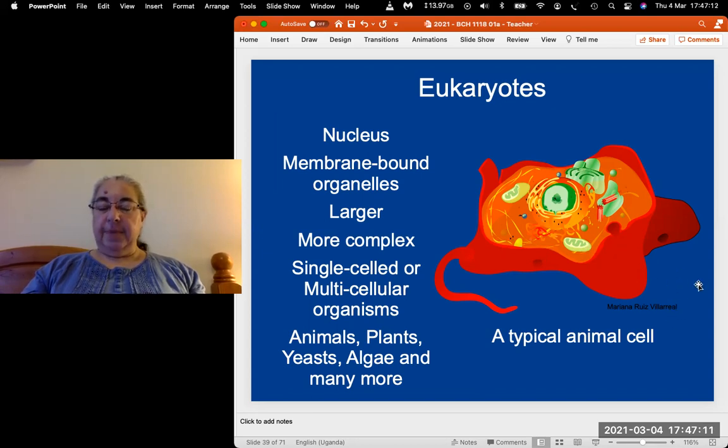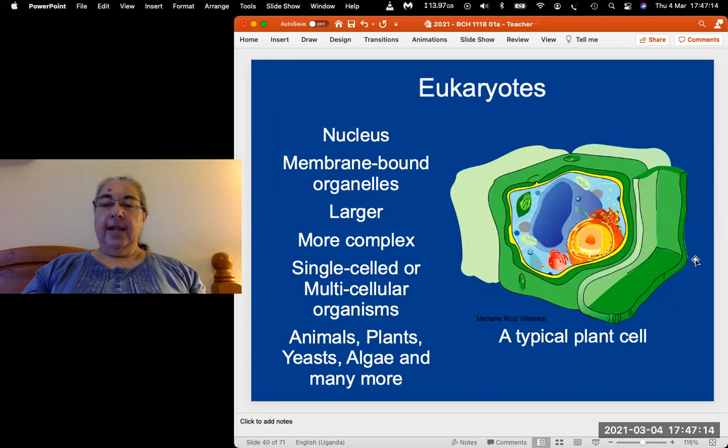So this is a typical animal cell, and in the same way here is a typical plant cell, also a eukaryote with a membrane-bound nucleus. Some differences to an animal cell: there is a cell wall around the plant cell, and here we see a large vacuole within the cell.